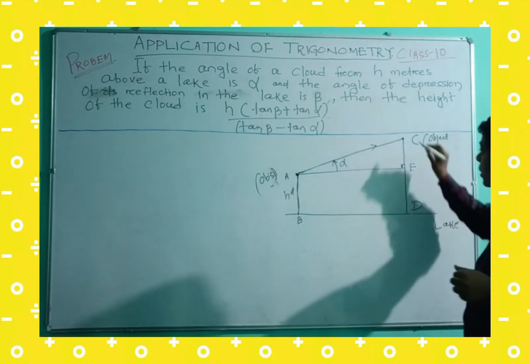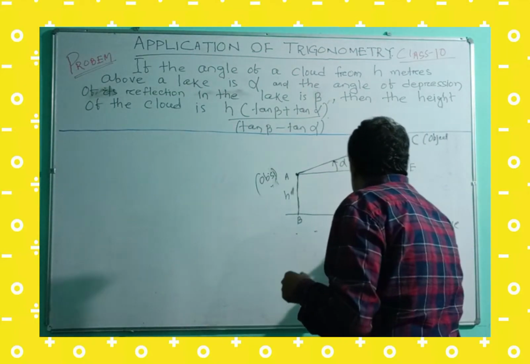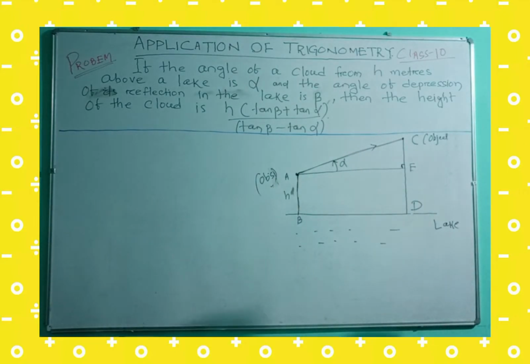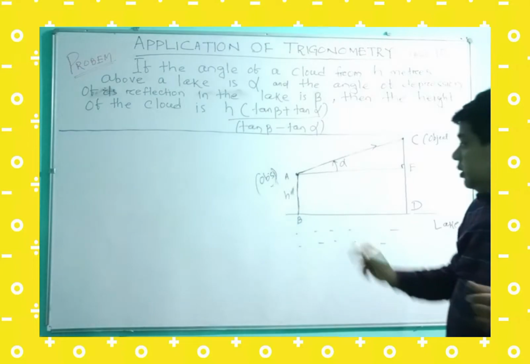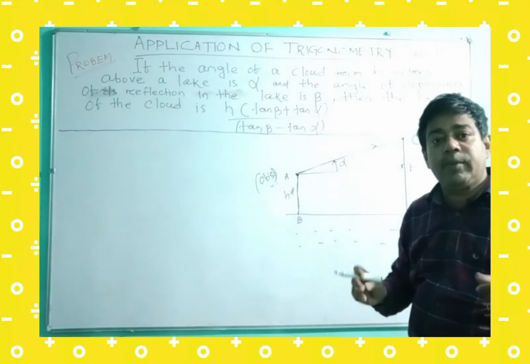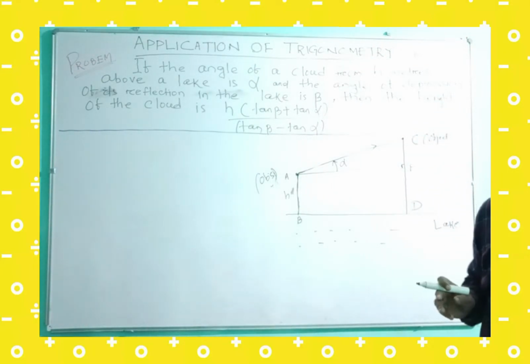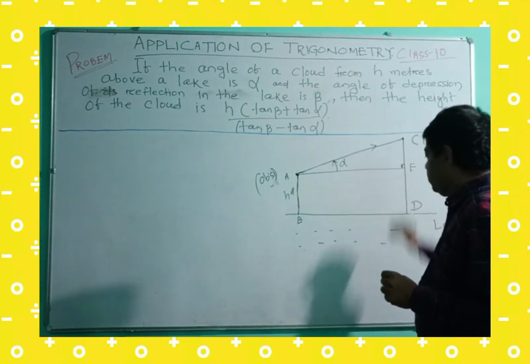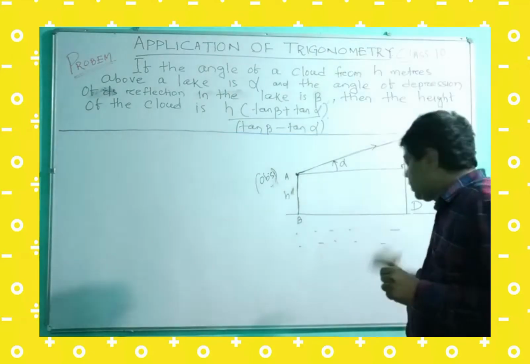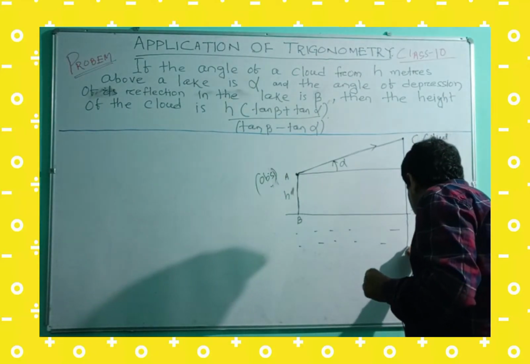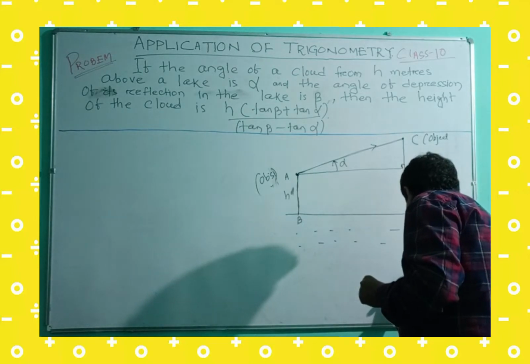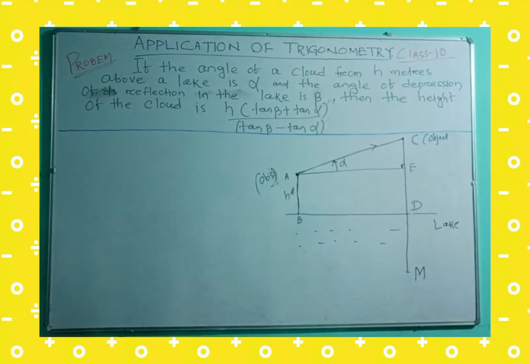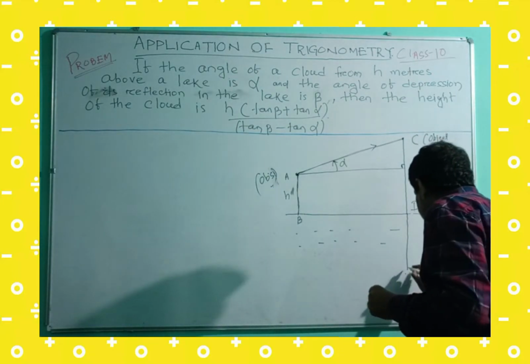And again, because this is the lake, the reflection of the cloud is observed. Here the lake behaves like a reflecting surface, just considering the physics, right? Now, where is the reflection of the cloud in the lake? Suppose the reflection of the cloud is at the point M. Reflection of the cloud is at the point M.